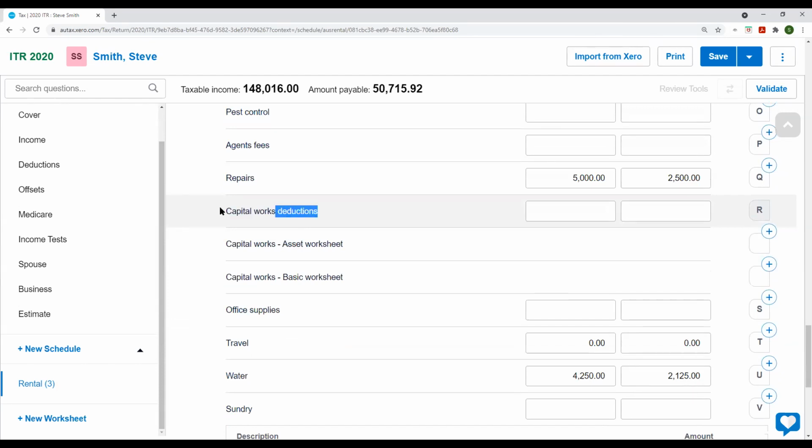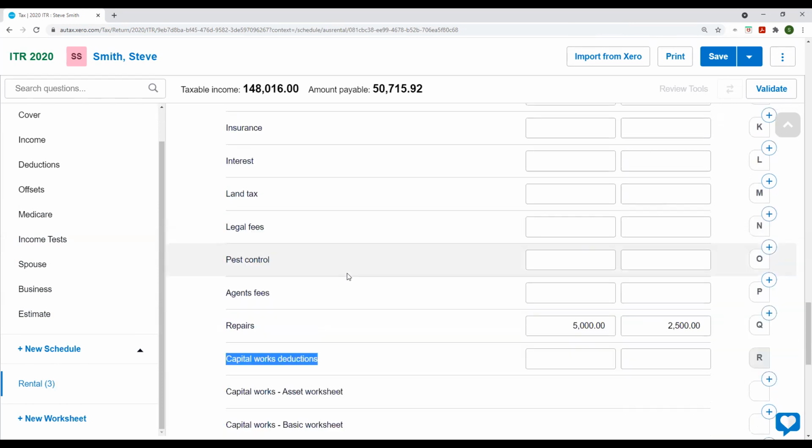Can you write down? That's called Division 43. What does Division 43 mean? Capital works deductions: the actual structure of the building and roof. That's your construction, right? The actual construction depreciation you can report in two ways. One is the worksheet, one is the basic worksheet, but both will come to here as a total. So at this point, any building-related depreciation, that is construction and roof, will come under capital works deductions. That's called Division 43.